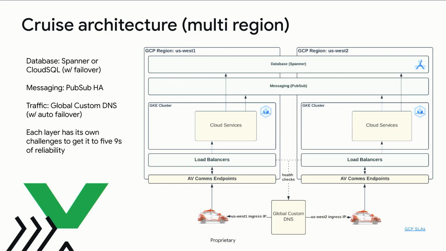So you'll see that at the bottom, those are our AVs, right? And our AVs talk to a custom DNS load balancer, which directs them to different regions to use. And that also has 5 nines reliability, right? So layer by layer, if all those layers have 5 nines reliability, we get 5 nines reliability overall. I think Tim showed you the math slide as well for that.